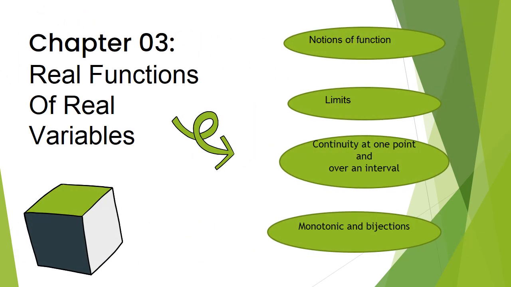Chapter 3 titled Real Functions of Real Variables consists of 4 parts. The first one is notions of functions. Next, limits of functions. Next, continuity at one point and over an interval. And finally, monotonic functions and bijections.